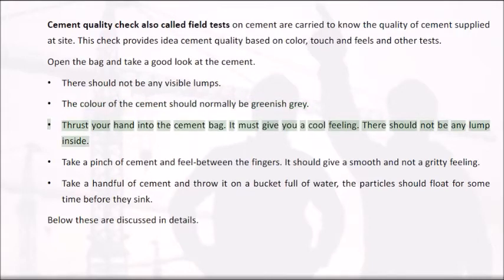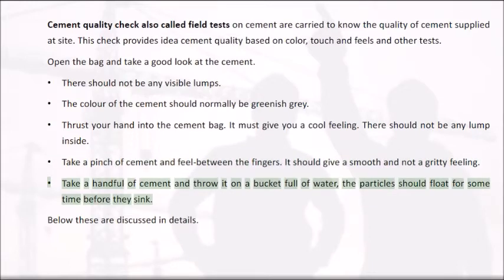Thrust your hand into the cement bag. It must give you a cool feeling. There should not be any lumps inside. Take a pinch of cement and feel it between the fingers. It should give a smooth and not a gritty feeling. Take a handful of cement and throw it into a bucket full of water. The particles should float for some time before they sink. Below, these are discussed in detail.